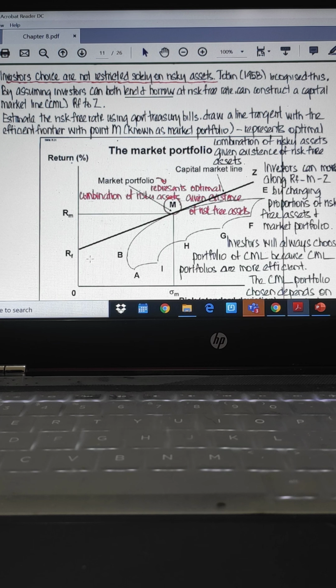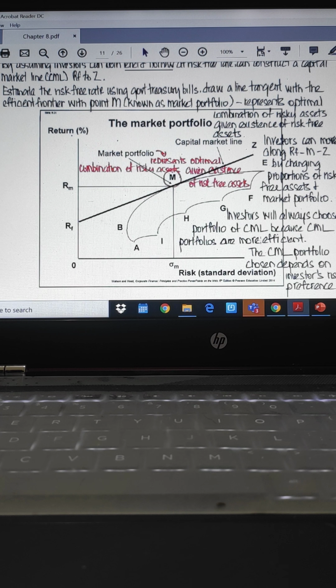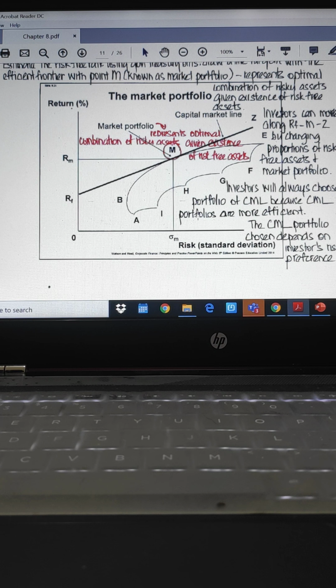Now, with this line in place, investors can move along RF, M, and Z by changing the proportions of risk-free assets and the market portfolio. Investors will always choose a portfolio on the CML, RFMZ, because CML portfolios are more efficient compared to the efficient frontier. The CML portfolio chosen depends on the investor's risk preference.